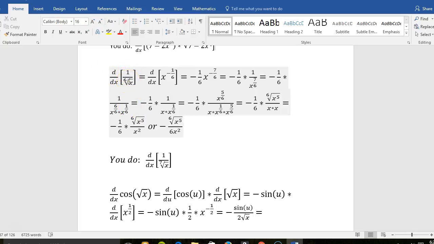At first that looks tricky, but remember that's d by dx of x to the negative 1/6 power. The 1/6 power is just the 6th root. The negative sign is what brings you down here, okay? Now, so we do d by dx of this guy right here.